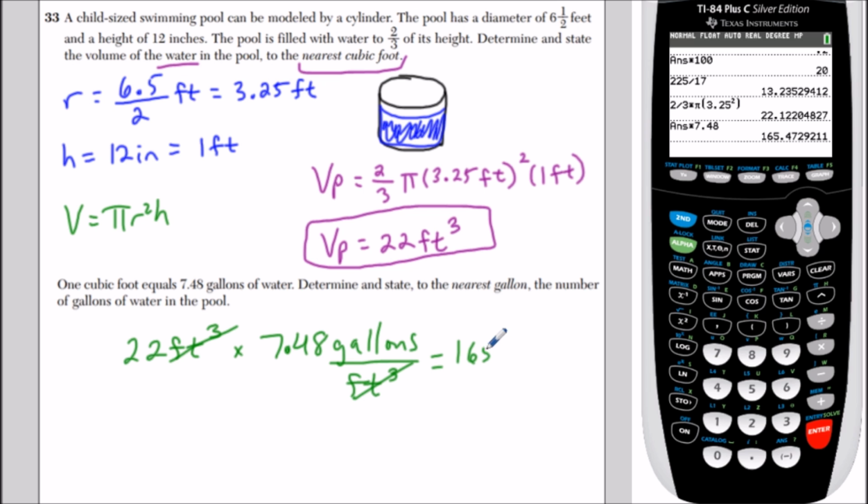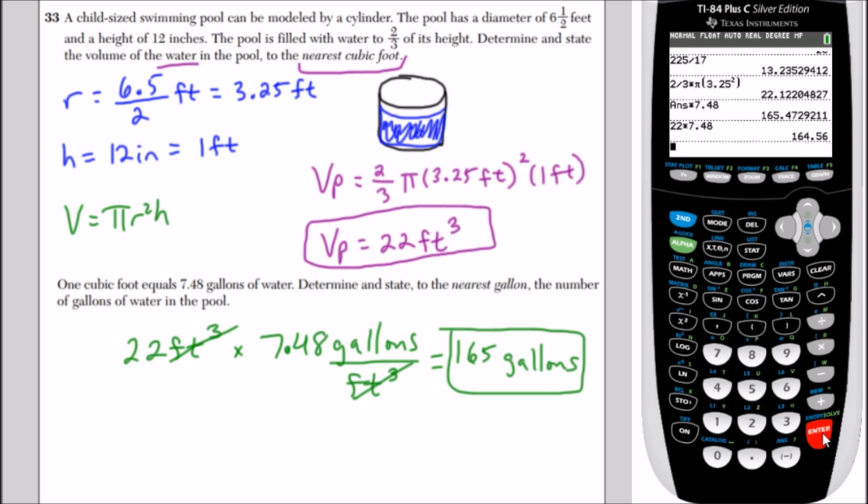Now, one thing that I should mention, you may have noticed that I didn't use our rounded answer from before. I used the true decimal answer, but let's say we did use 22 and multiplied that by 7.48. We're still going to get the same answer. And when I looked at the sample student responses to this, both students got full credit whether they used 22 or the 22.122. So either way, you're going to get 165 and you'll get full credit for this question.